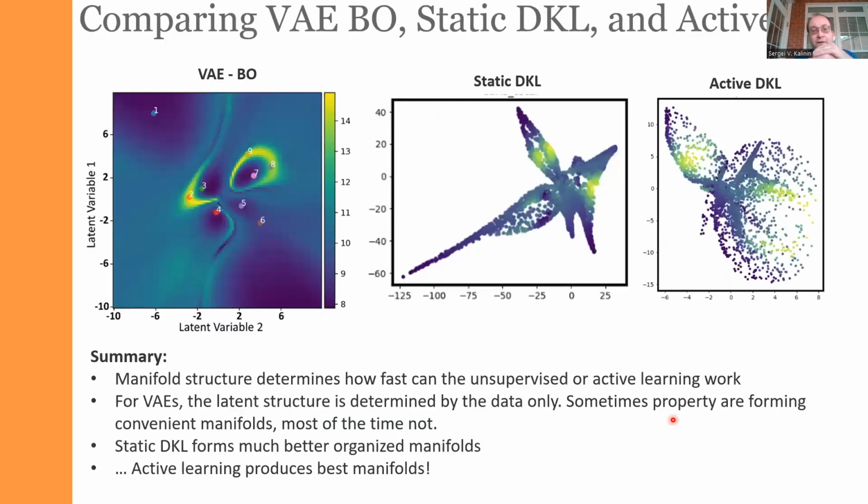Now let's compare it all together. We are comparing the BO on the VAE, static DCAL, and active learning. Basically what happens is that if we try to do the BO in the latent space of the VAE, it's not an easy problem, even for a relatively simple scenario like the one we explore here. It's not easy simply because if our target function is weakly connected to the feature space, then the target function distribution can be very complicated. And Bayesian optimization over such a manifold is difficult.